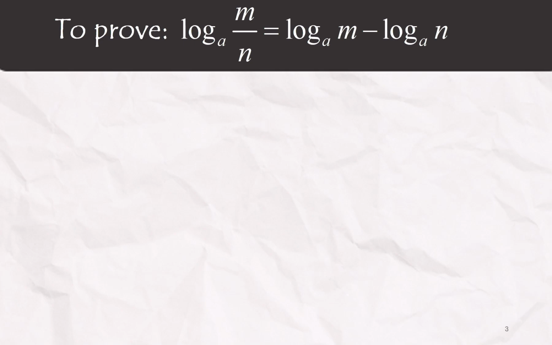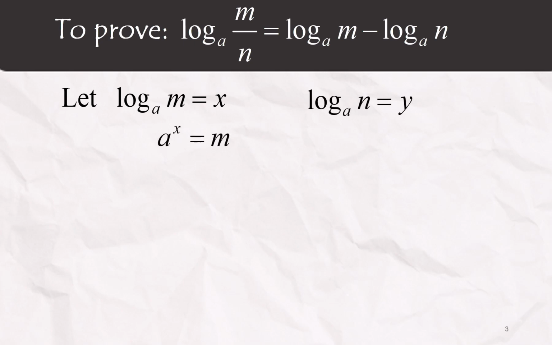So let us move on to the second law. We are going to use the same approach to prove this law. So again, I'll define what is x and y in log form, and I'm going to change them to index form. So over here, since I want m over n, again I'm going to write here m over n.